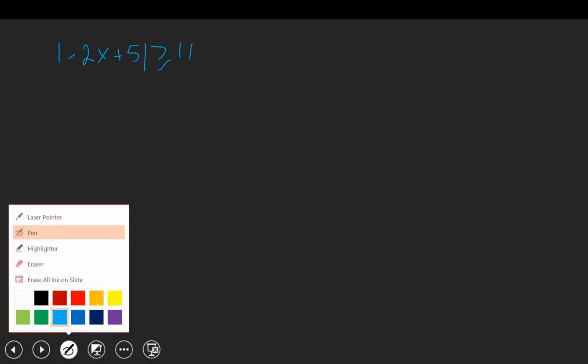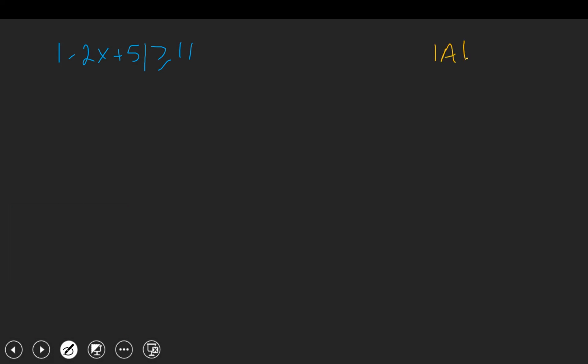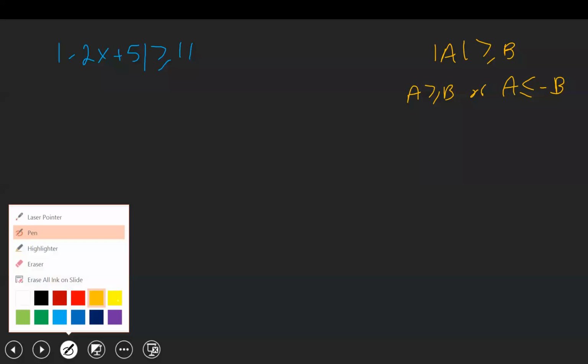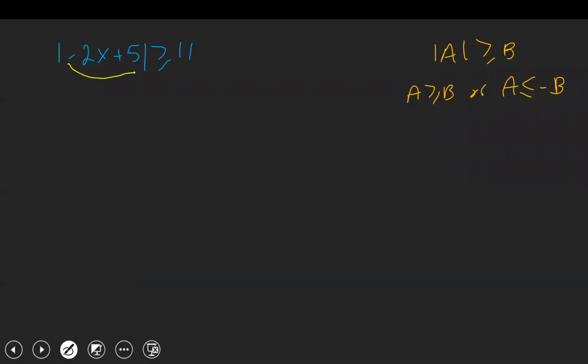طب شو بنعمل بهالحالة؟ Absolute A أكبر من B, B will be positive. We say A greater than B or A less than or equal to minus B. Let's apply this rule here. We take this one, we say it's greater than 11 or it's less than the opposite of 11. And we solve for X.